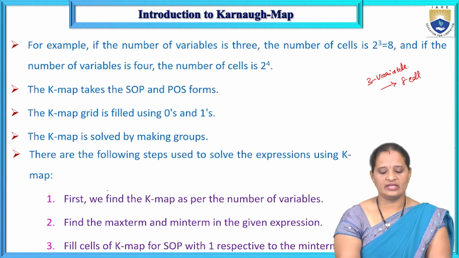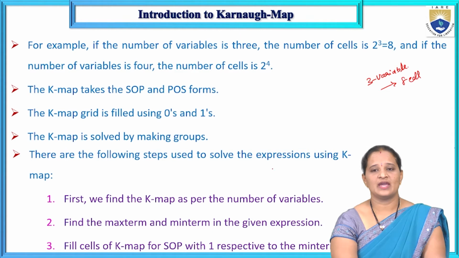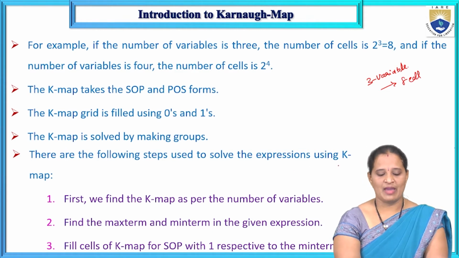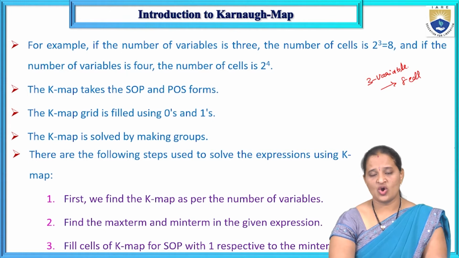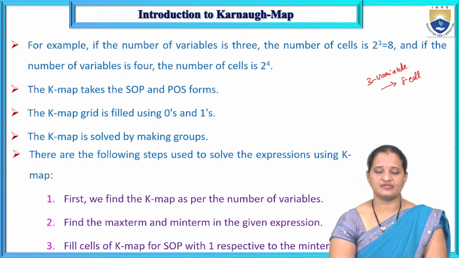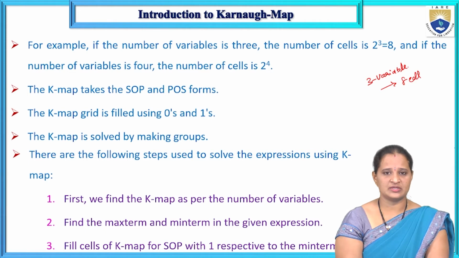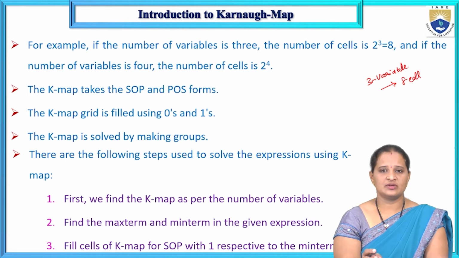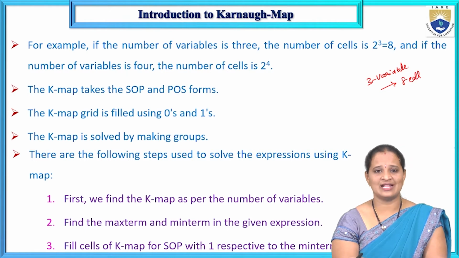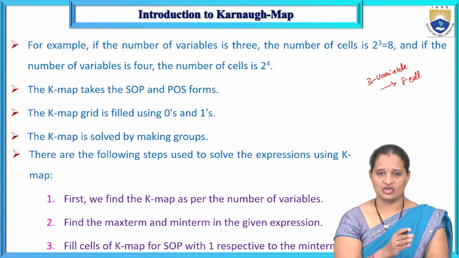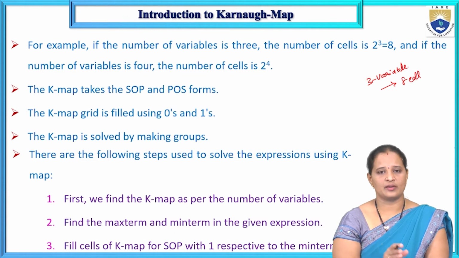There are the following steps used to solve expressions using K-maps. First, we need to map the Boolean expression with the K-map. So how can we map a Boolean function with the K-map? First we need to identify whether it is in SOP form or POS form. If it is in SOP form, it consists of minterms. So all the minterms present in the given expression we should place in the respective cells with 1, and the remaining we should leave as they are.